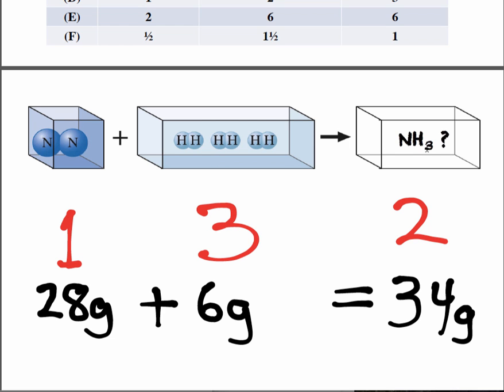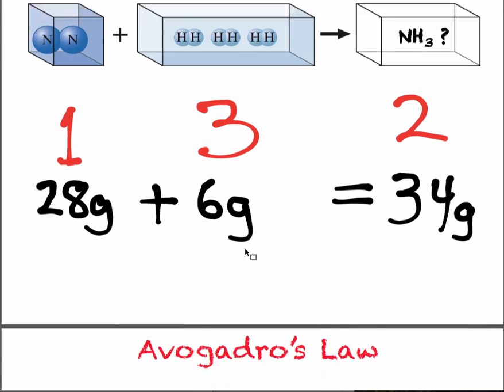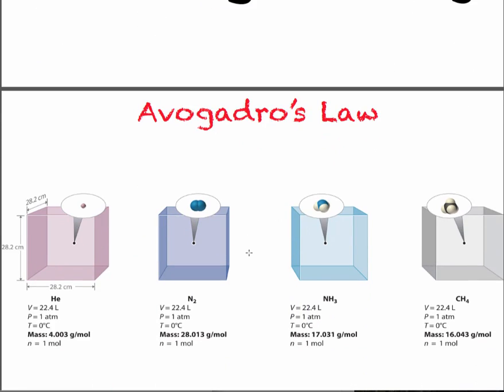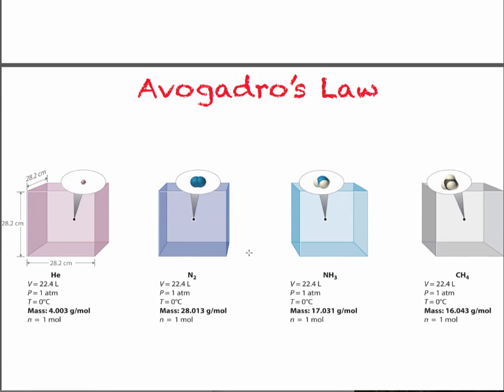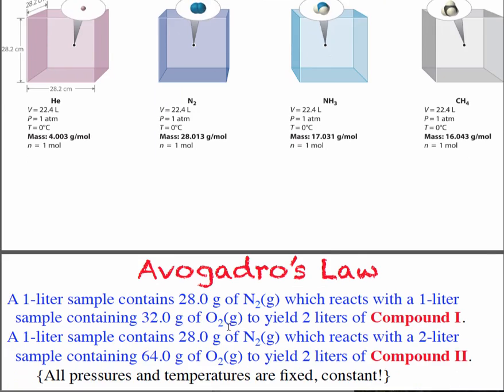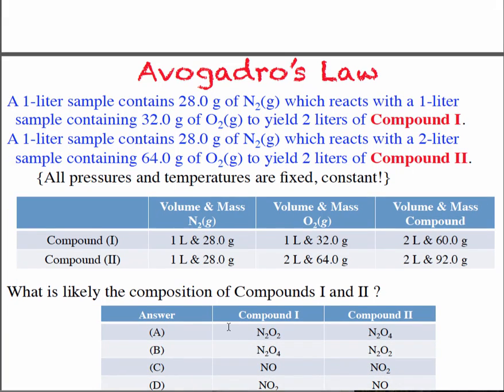Yeah, it's true. The masses are conserved as well. Something to think about. Sometimes confusing, sometimes interesting. And again, doesn't matter what the gas is, helium, nitrogen, ammonia, or methane. If I'm at the same pressure and the same temperature and the same volume, I know I have the same number of moles, even though they would weigh differently, different masses.